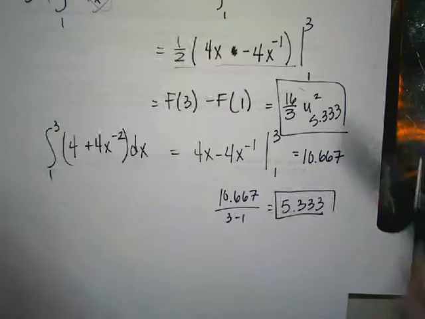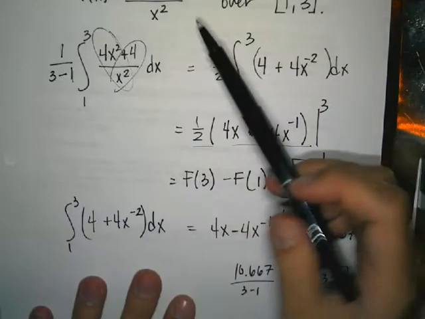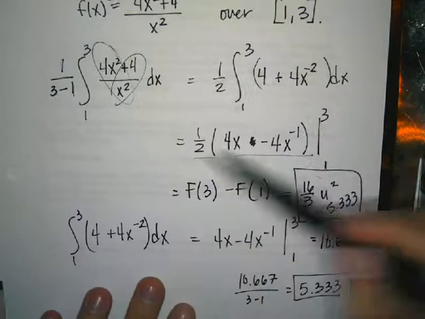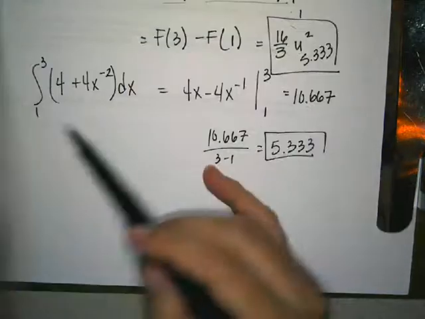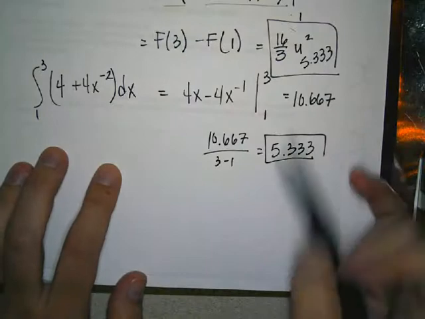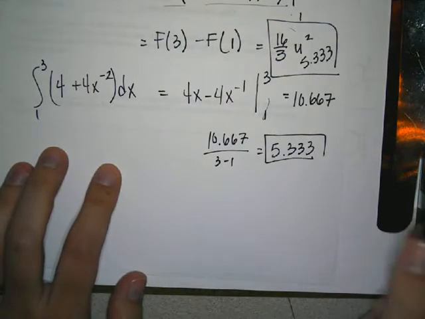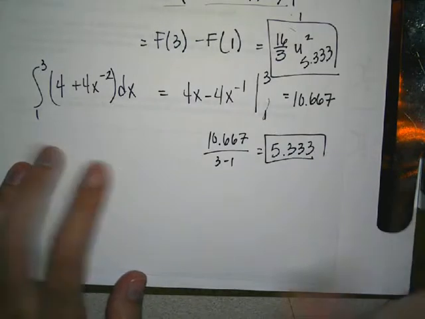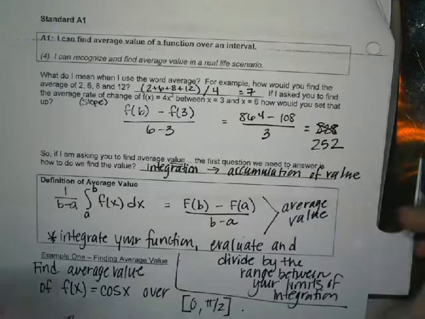Again, for the average, you just need to make sure you either do it at the beginning, so it's automatically included, or integrate to find the value, and then divide by the range between your limits of integration to find the average. Okay, so that's basically that standard.